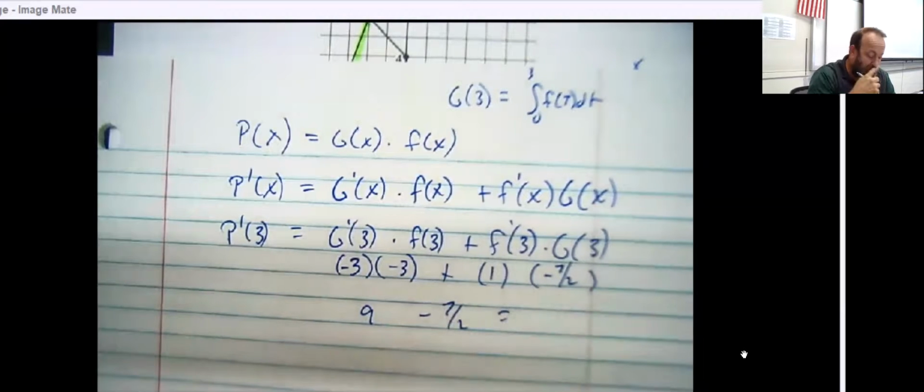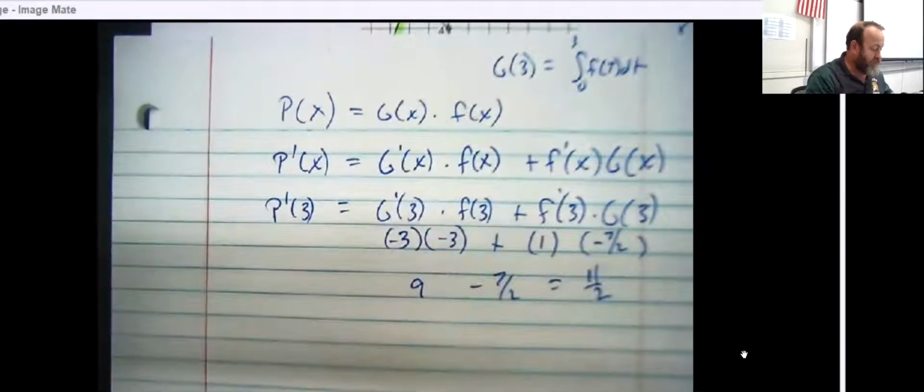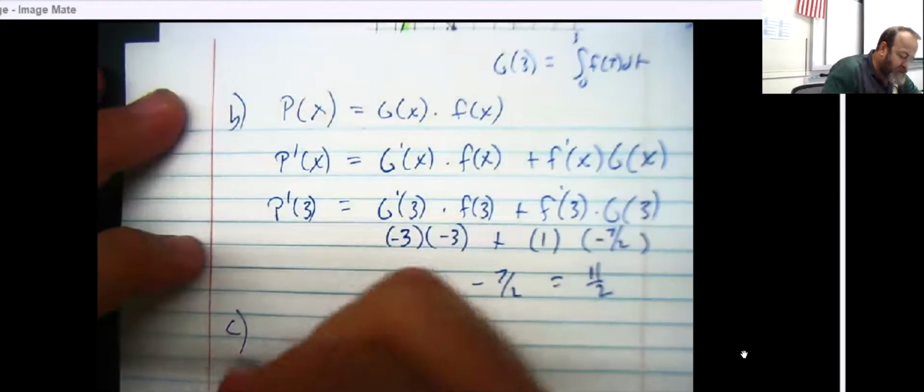So putting it all together, we have 9, which is 18/2, minus 7/2, and I get 11/2, and I'm done with part B. So that was actually not too terrible. So that was part B. So let's check out part C.